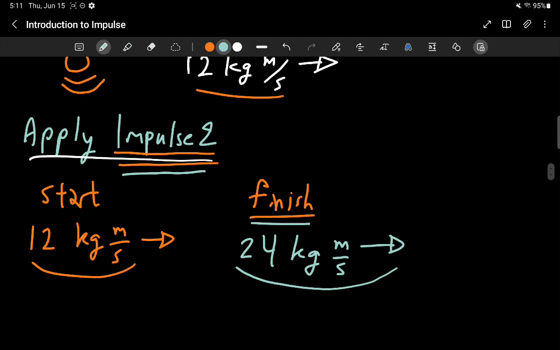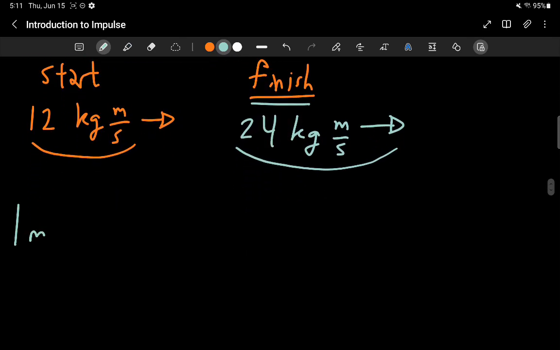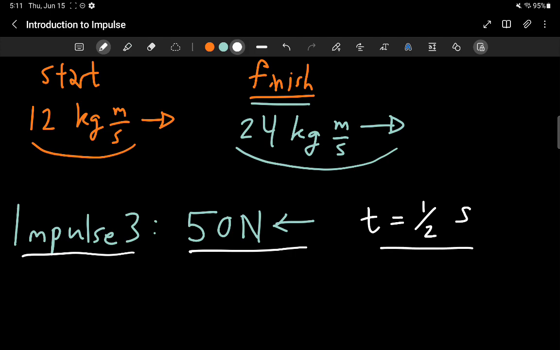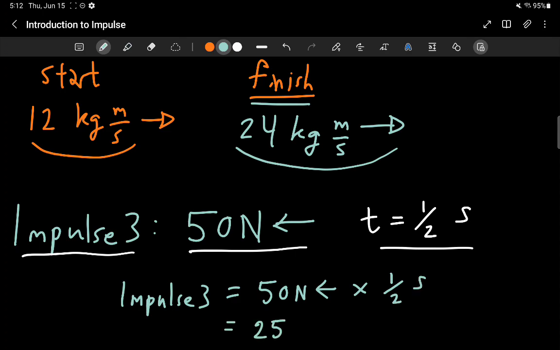So now I'm going to sneak in another impulse. Oops. Let's say that there is an impulse number 3. And the details of this impulse is we're going to use a 50 Newton leftwards force, and we're only going to use it for 1/2 of a second, right? So the result of using impulse number 3, so let's calculate it, impulse 3 equals 50 newtons towards the left times 1/2 a second. This is 25 newtons seconds towards the left.